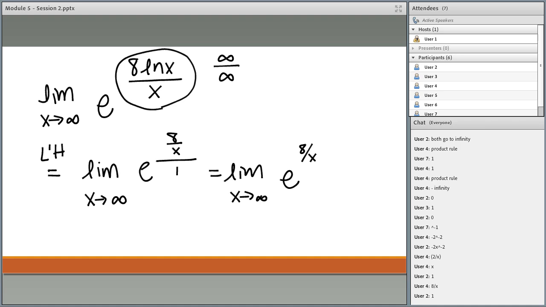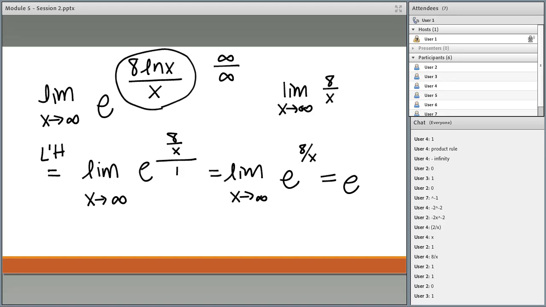And as x goes to infinity, what happens to 8 over x? So the limit as x goes to infinity of 8 over x. Good, very good. We have a constant divided by an infinitely large number, which goes to 0. So we again end up with e to the 0, which is 1.